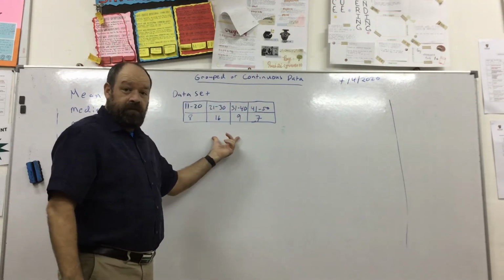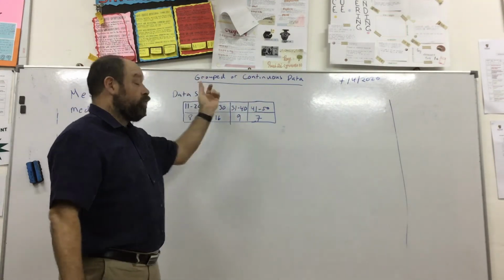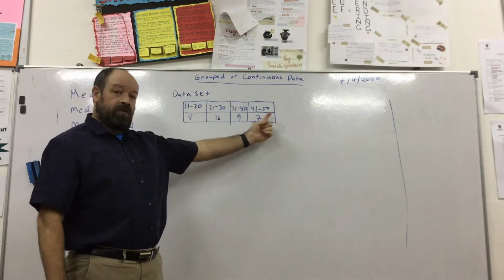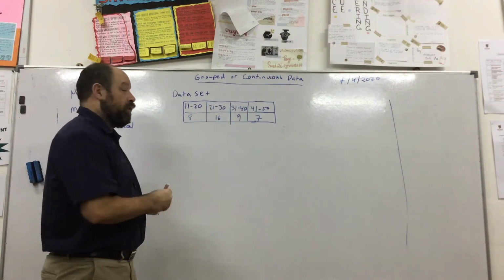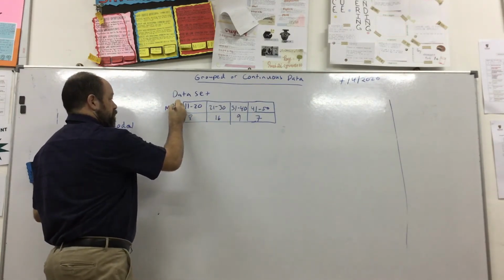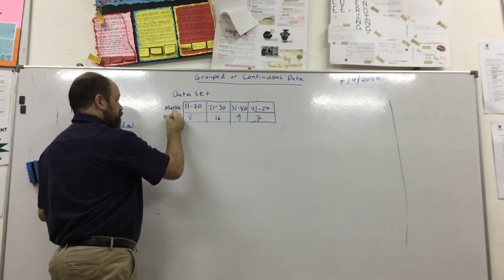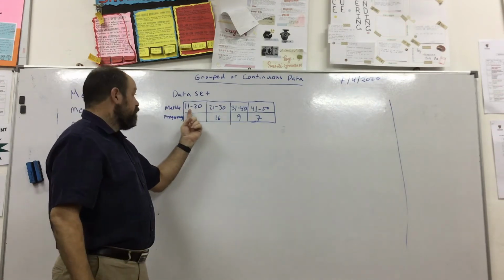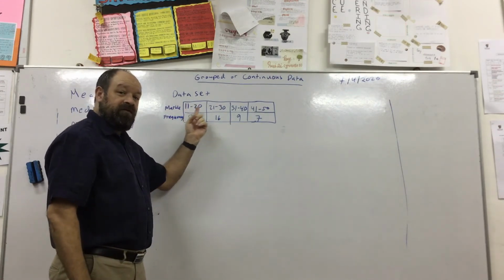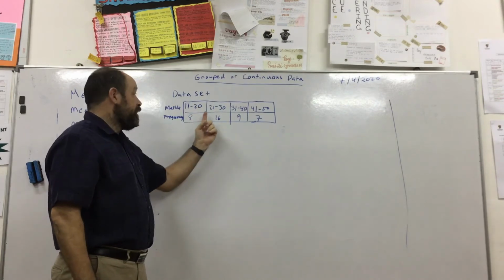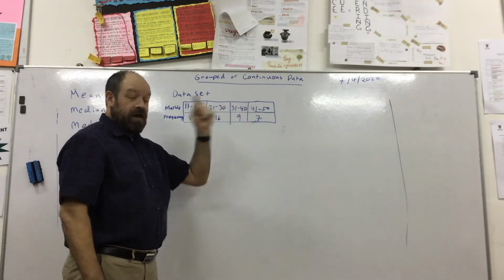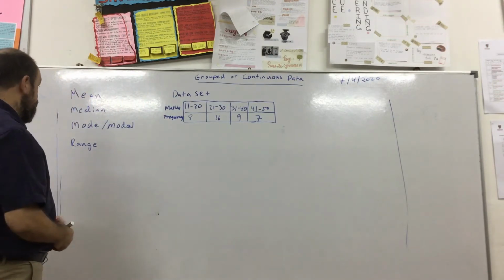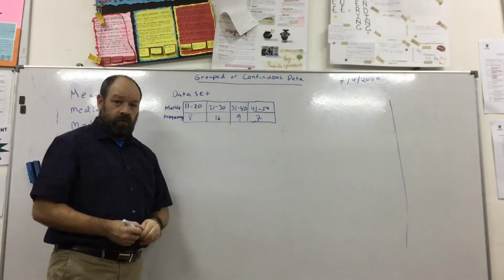Okay, so if we have our data set, and it's a grouped or continuous data set, we can say these are marks. That means 11 to 20 marks, there were 8 people that got it. 21 to 30, there were 16, and so on. Now, we want to find the averages of this group.